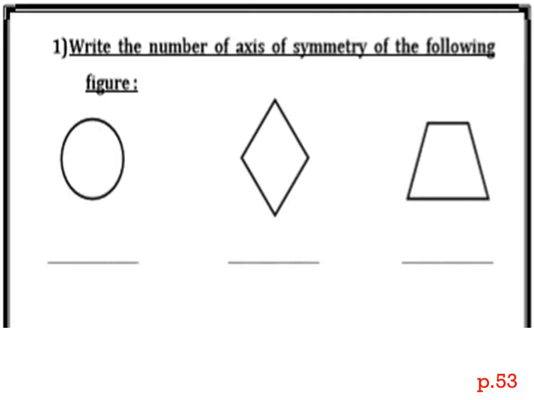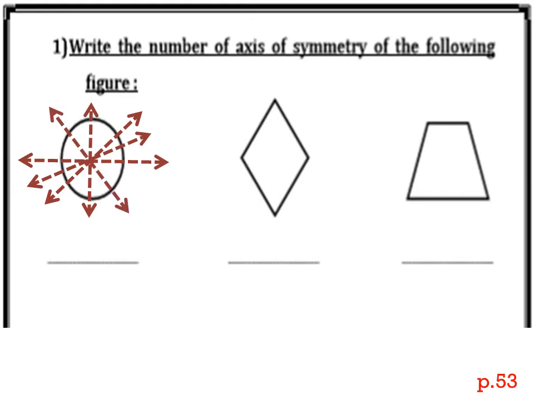And now on page 53, number 1, write the number of axes of symmetry of the following figures. Here the first figure we have is a circle. As we said before, in the circle we can draw this line here. Also we can cut it like this and like this. We can draw more and more lines of symmetry. So how many lines of symmetry do we have? It's an infinite number.